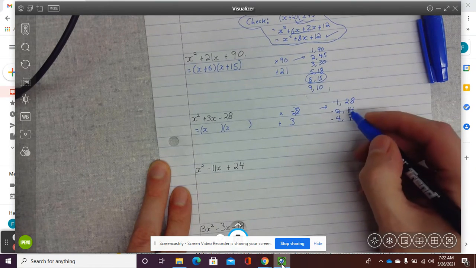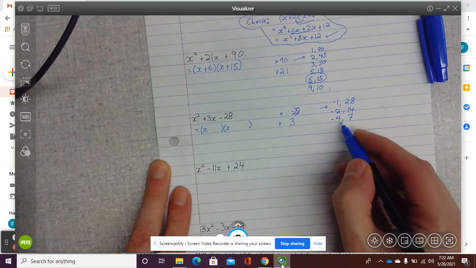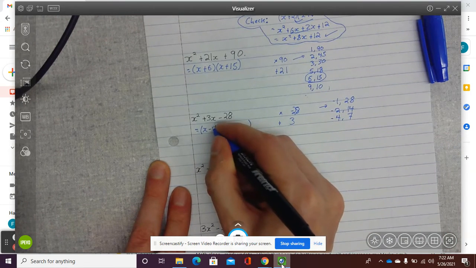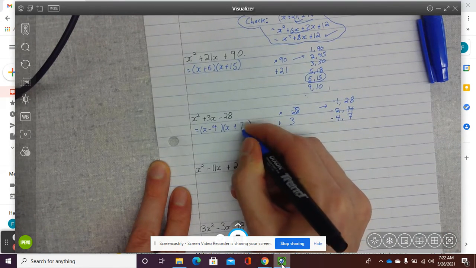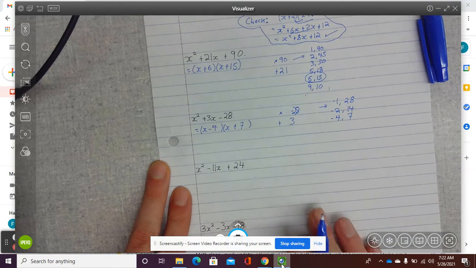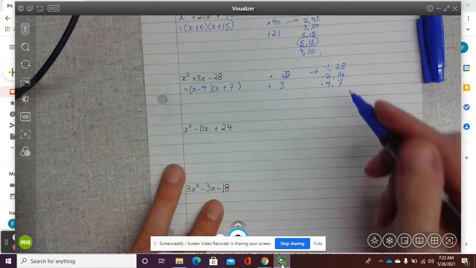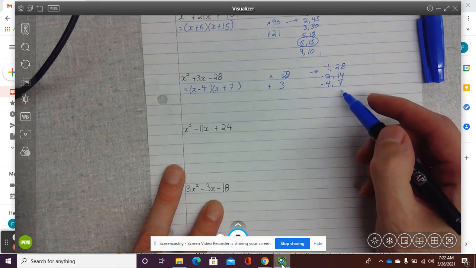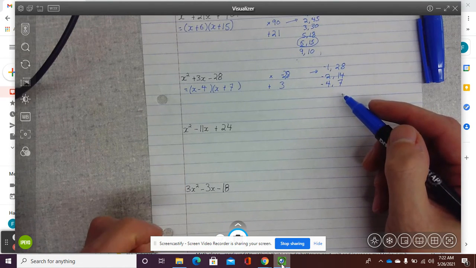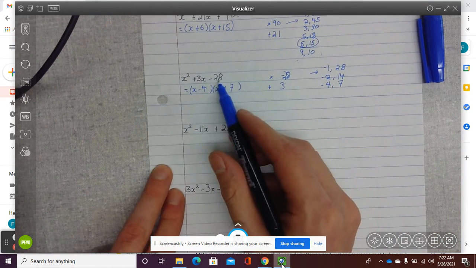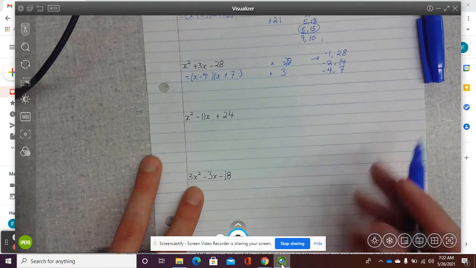So again, these all multiply to negative 28, but only negative 4 and 7 add to positive 3. And then again, if you wanted to, you could check by expanding. So again, my recommendation is to use a systematic approach to write out your pairs. Think carefully about signs. What does it mean to multiply to a negative? What does it mean to add to a positive?